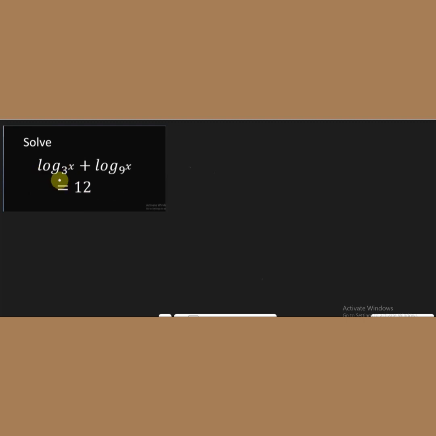Today I'll be looking at this question. The question says solve log 3 exponent x plus log 9 exponent x is equal to 12. So I'm going to solve this question in two ways. The first one will be log 3 raised to the power of x plus log 9 raised to the power of x is equal to 12. The first method looks simpler than the second one, but let's see.